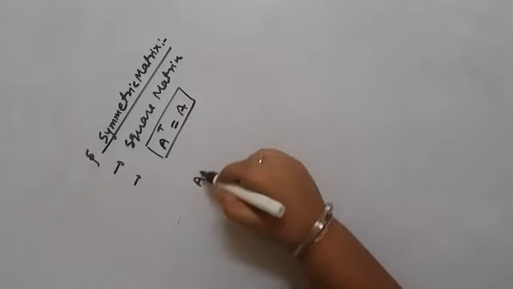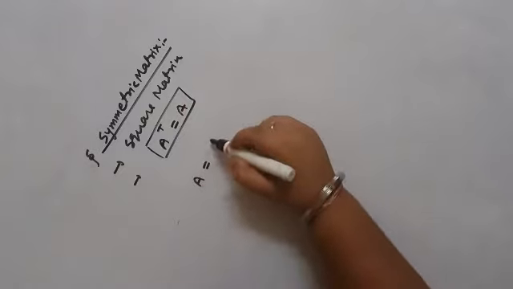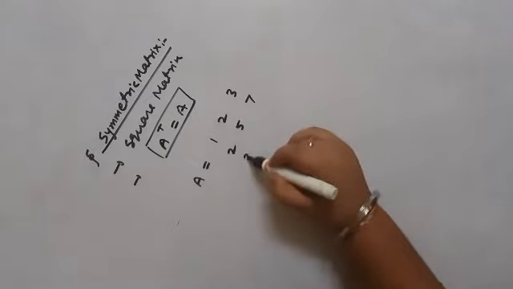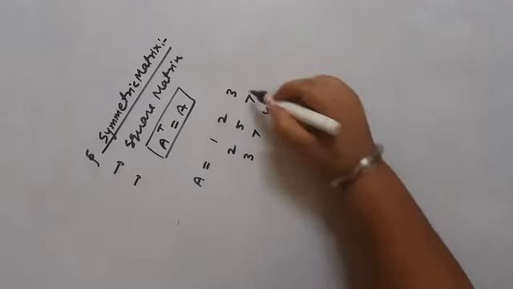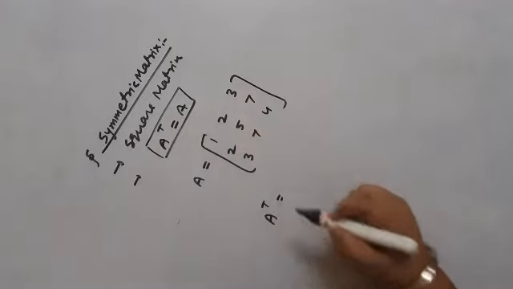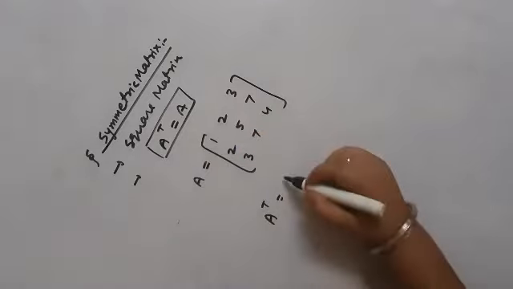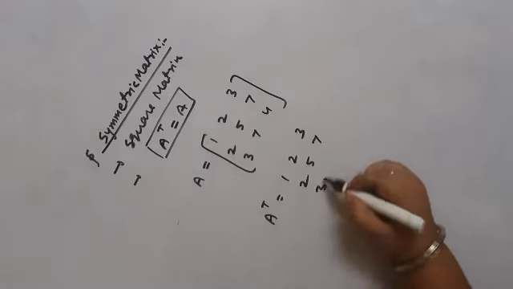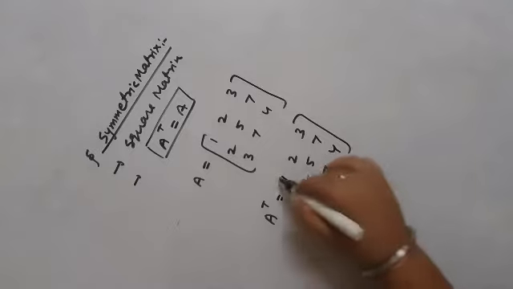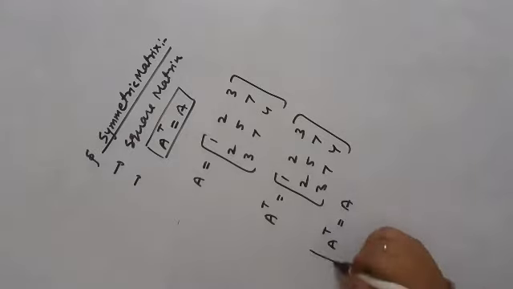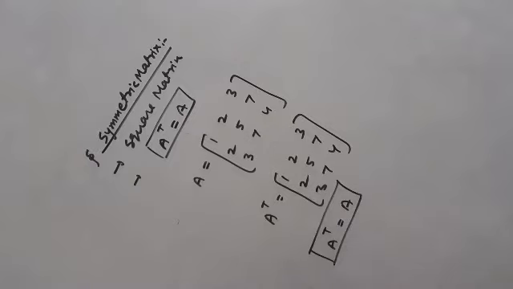Let us consider an example: A = [1 2 3; 2 5 7; 3 7 4]. If we transpose the matrix A, then it will again be [1 2 3; 2 5 7; 3 7 4]. There is no change in the matrix, therefore it is known as a symmetric matrix.